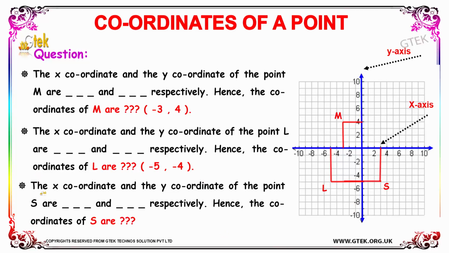Let's see the next question. The x-coordinate and the y-coordinate of the point S are, by observing this one, in terms of x, it's 1, 2, 3. So 3. In terms of y, it's minus 1, minus 2, minus 3, minus 4, minus 5. So 3, minus 5. Yes, that's the answer. So this is how we need to find the coordinates of a point in a Cartesian plane.